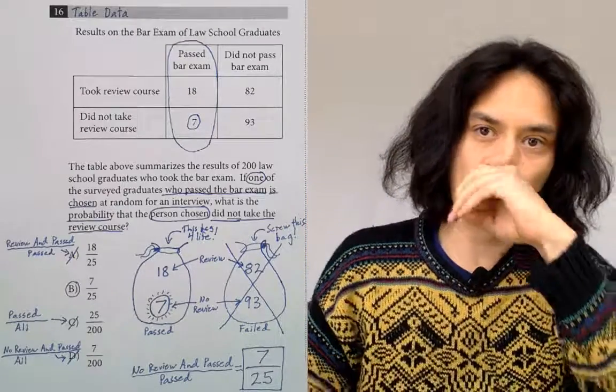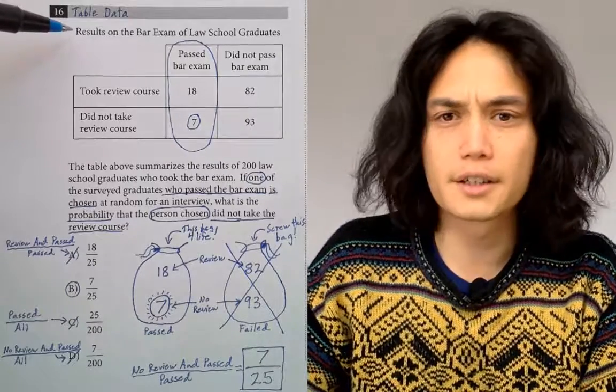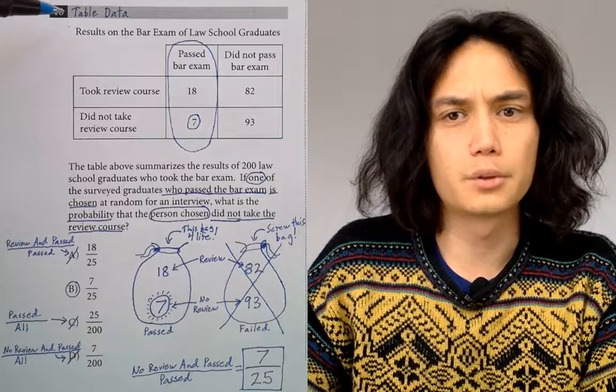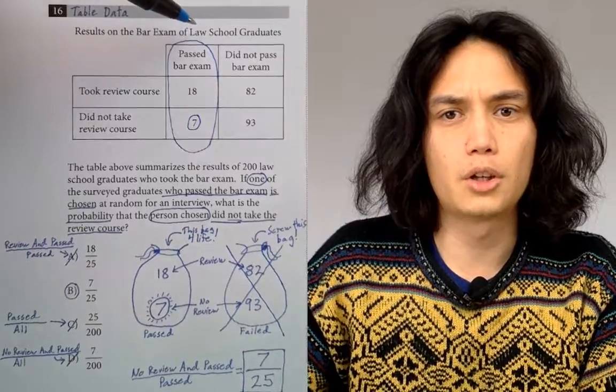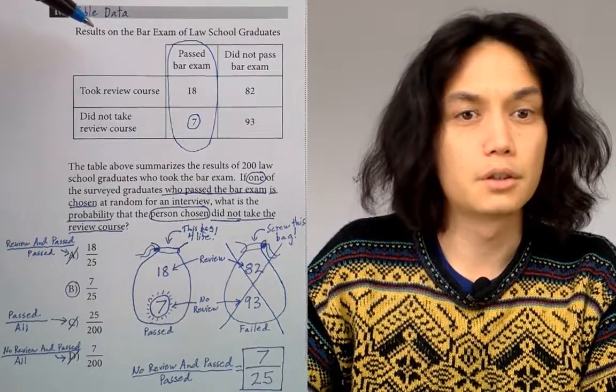Oh, a table. Let's skim this table real quick, read the prompt, and then look at this table in a little more detail. Alright, let's start with the title. This is a table showing the results on the bar exam of law school graduates. Seems to me like there are some law school graduates. These graduates took the bar exam, and then this table shows the results.